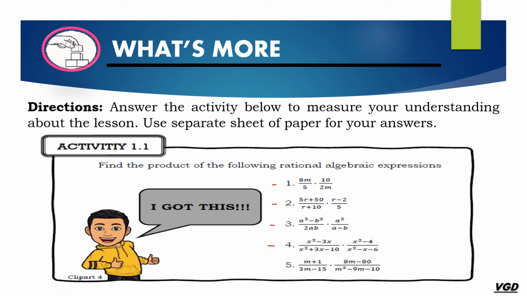Number 4, x squared minus 3x over x squared plus 3x minus 10 times x squared minus 4 over x squared minus x minus 6. And the last number, m plus 1 over 3m minus 15 times 8m minus 80 over m squared minus 9m minus 10. I know you will be able to answer this. Good luck!